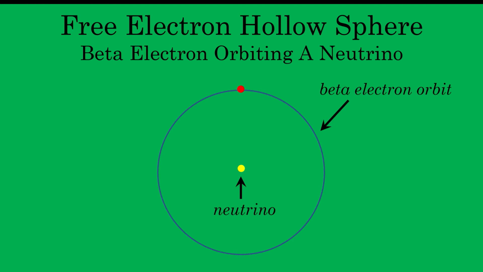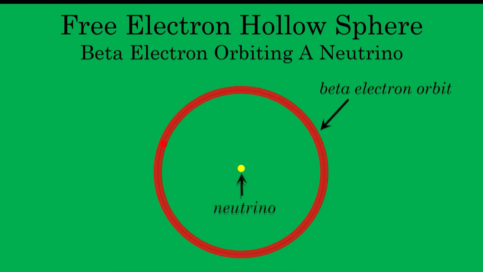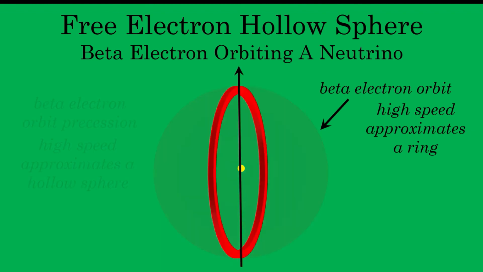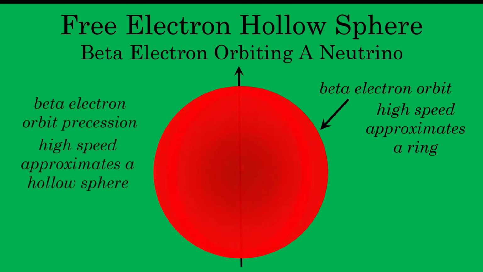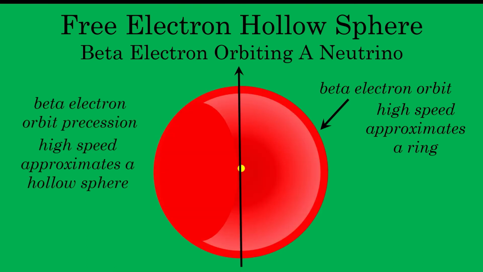One way to get a hollow sphere with the beta electron and the neutrino is to place the neutrino at the center of the free electron and put the beta electron in a high-frequency orbit around it. If the beta electron orbit precesses about an axis through the center of the neutrino at a high enough frequency, it will approximate a thin shell hollow sphere.